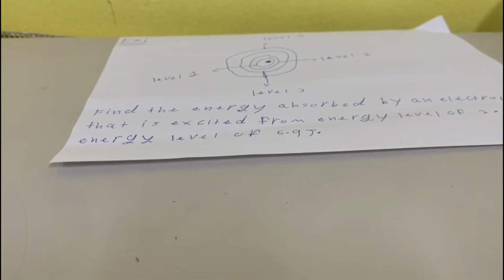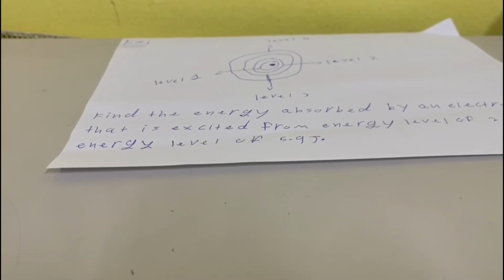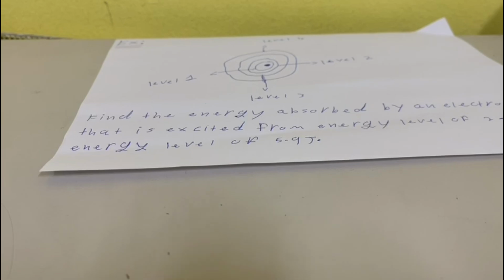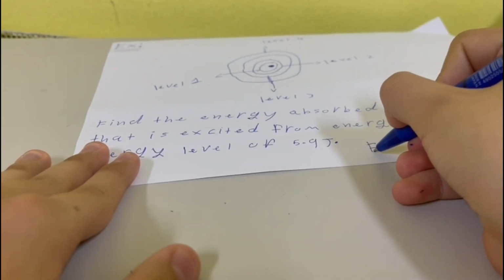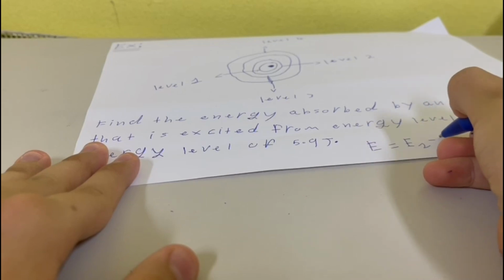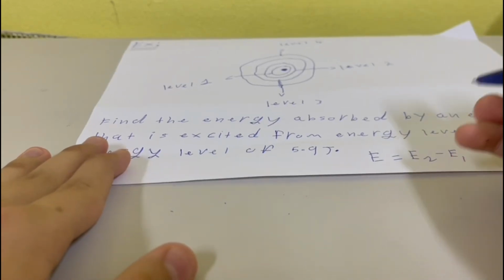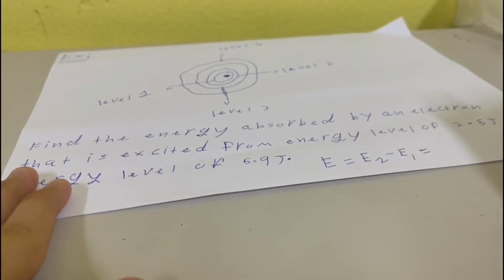So the question: find the energy absorbed by an electron that is excited from an energy level of 2.5 joules to an energy level of 5.9 joules. So if we are finding energies, we apply the formula E, which is equal to E2 minus E1, and E2 is the final energy.